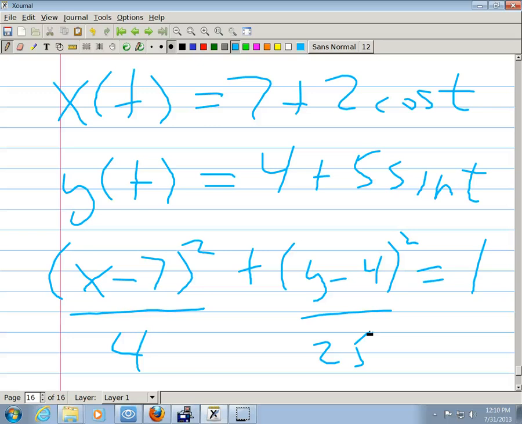Question? Is it always equal to 1? Yeah, when it's an elliptical form, it's always equal to 1. How did you get the 4 and the 25 again? Because it's the 2 squared. It's like the radius squared here and the other radius squared here. Because the radii are changing.